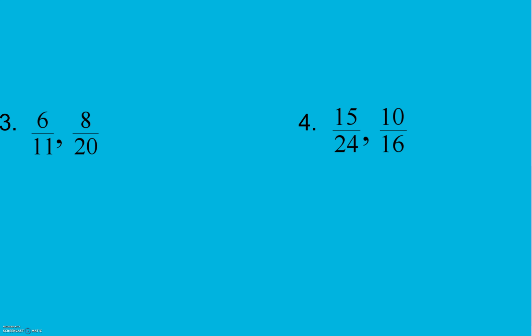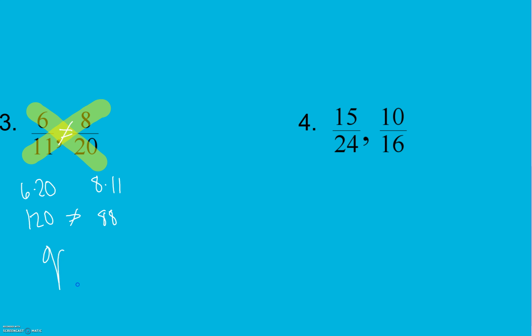Number 3, 6 times 20, 8 times 11 are cross products. Numerator of one times denominator of the other, numerator of the other times denominator of the first one. We get 120 and 88. Those are not equal, so we cannot set them equal. If we reduce these down, guys, we get 2/5 and 6/11. Those are not the same, so these do not form a proportion. No, they do not.